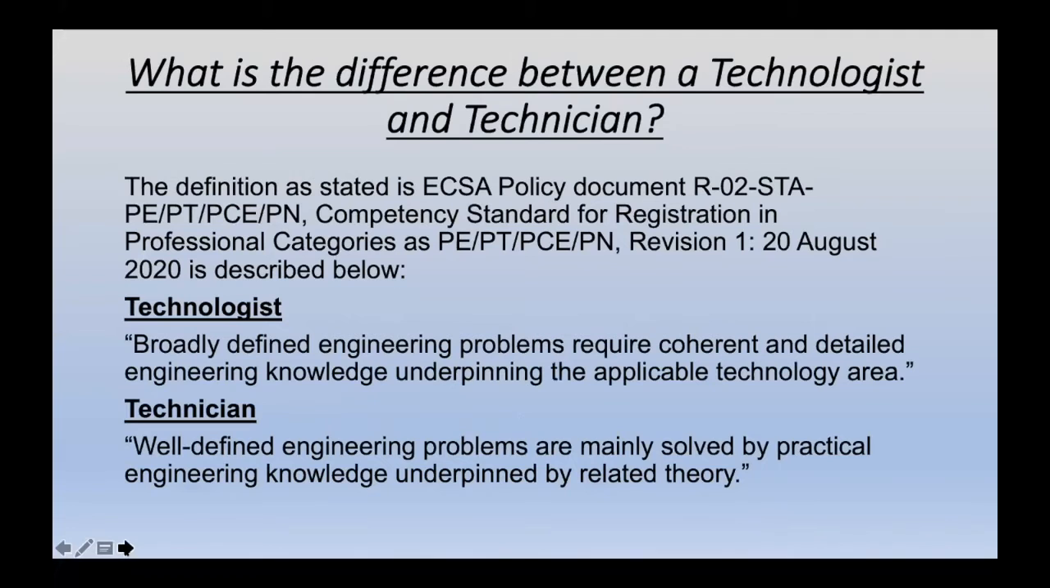Next slide. Okay, what is the difference between technologist and technician? The definition is stated in the ECSA policy document R02-STA-PE-PT-PCE-PN, Competency Standard for Registration in Professional Categories PE, PT, PCE, PN, revision 1, 20th August 2020, as described below. Technologist: broadly defined engineering problems require coherent and detailed engineering knowledge underpinning the applicable technology area. Technician: well-defined engineering problems are mainly solved by practical engineering knowledge underpinned by related theory.